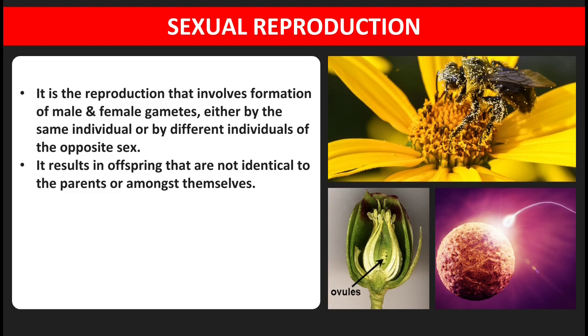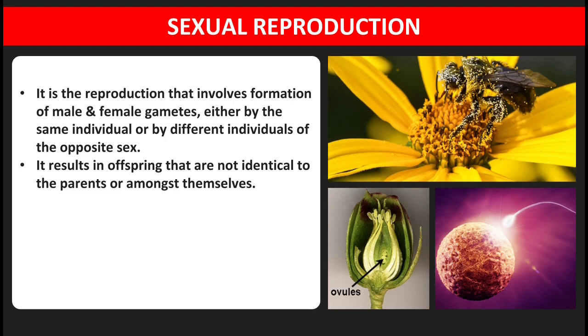Why is variation seen? Because when we see this process in detail later on, you will come across the term that after fusion of male and female gametes, genetic material is getting exchanged in the formation of the zygote. What the zygote is called, we will see later on. But first you have to understand here that variation is seen.